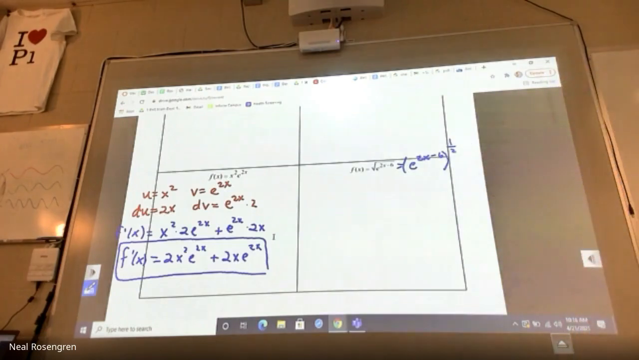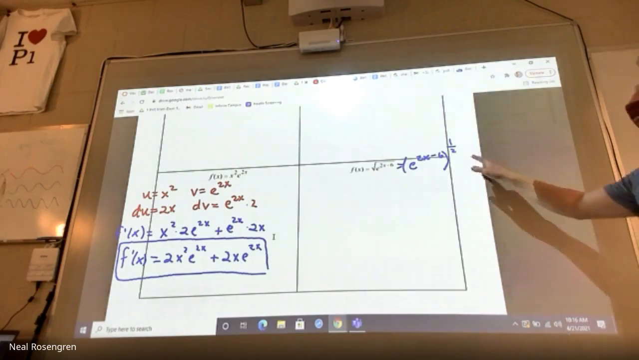With the bottom right one, I could do it this way and go chain rule style. All right, drop the 1/2 in front, leave the inside the same, decrease the power by 1, and then multiply by the derivative of the inside. But I've got an even better idea.